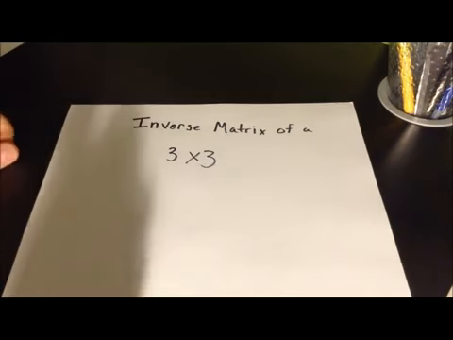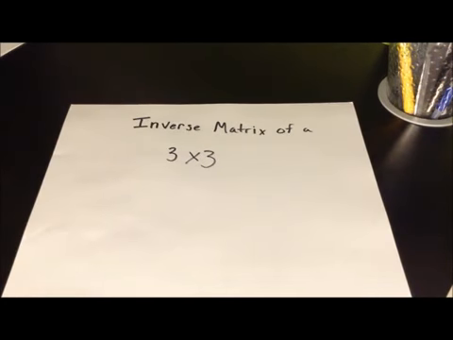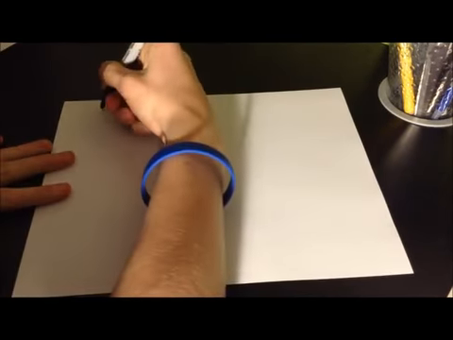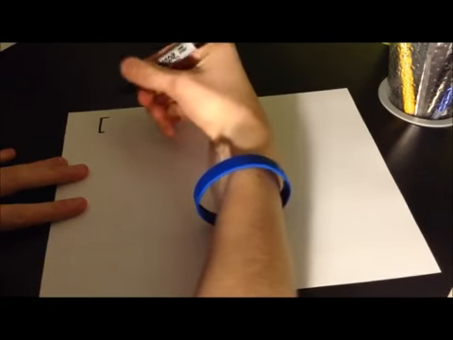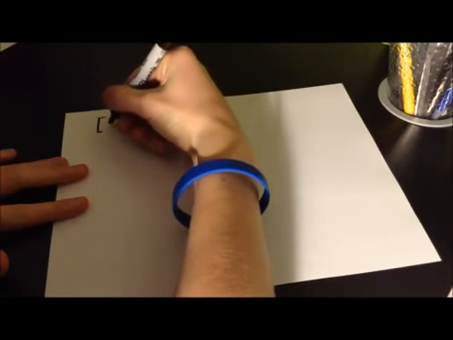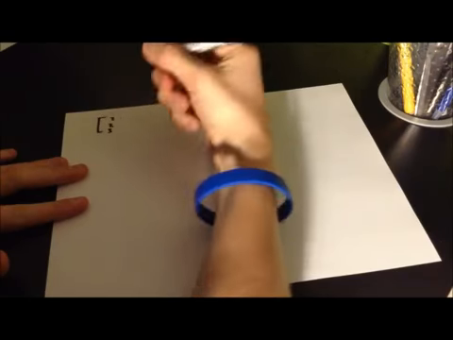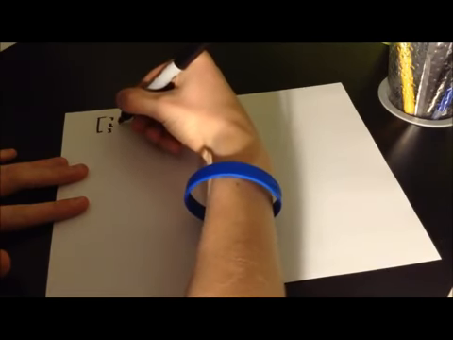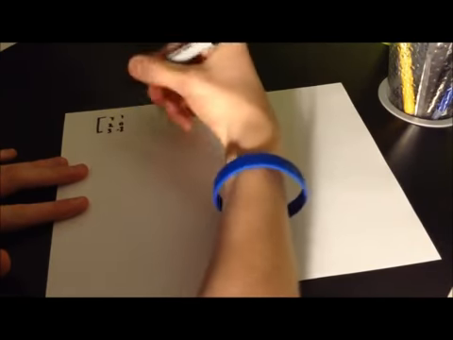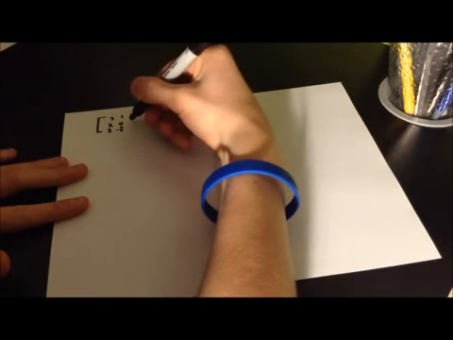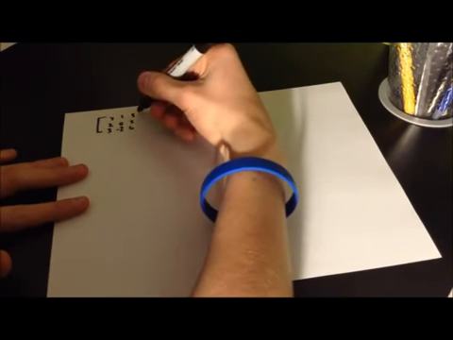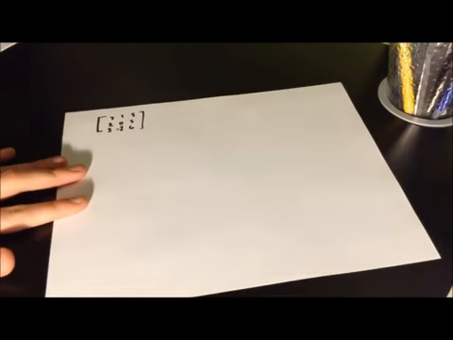Okay, so in this video I'm going to show you how to do an inverse matrix of a 3 by 3. To start off, I'm just going to give a random matrix. Say 7, 2, 3, 1, 0, -2, and 3, 5, 6. Okay, so there's my matrix.